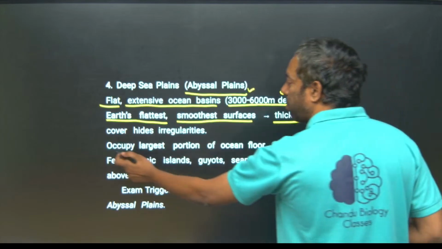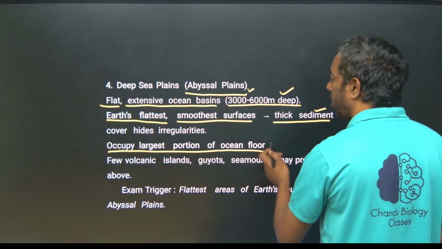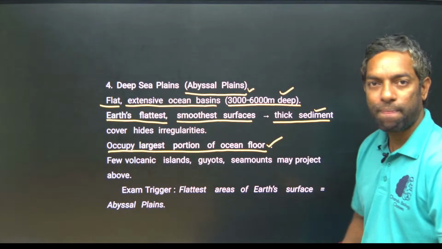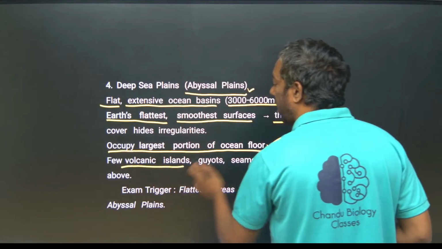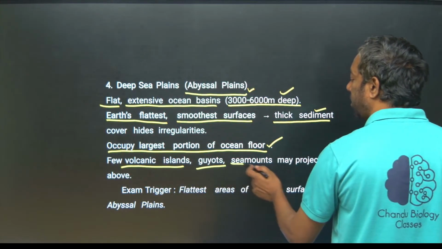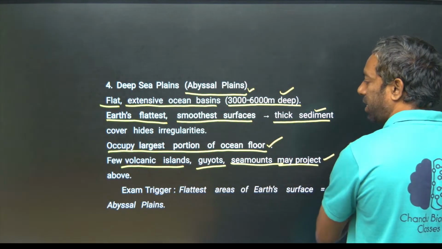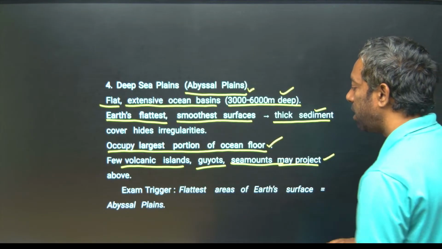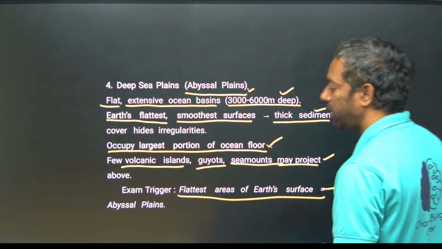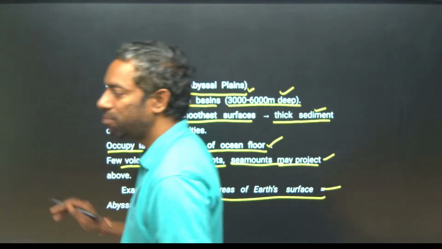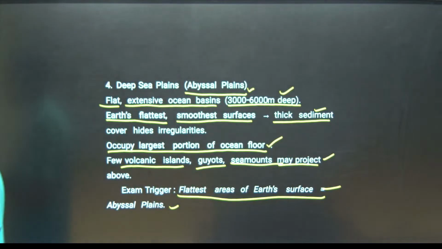It occupies the largest portion of the ocean floors. A few volcanic islands, guyots and seamounts may project here. From the exam point of view, the abyssal plain is the flattest area of the Earth's surface. This is important, guys, for the coming exam.